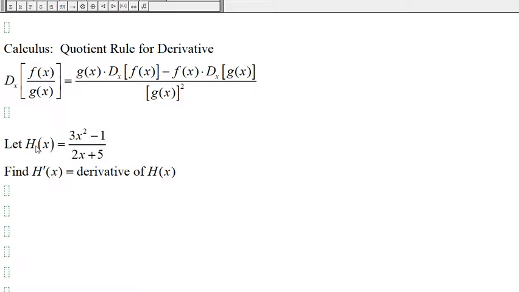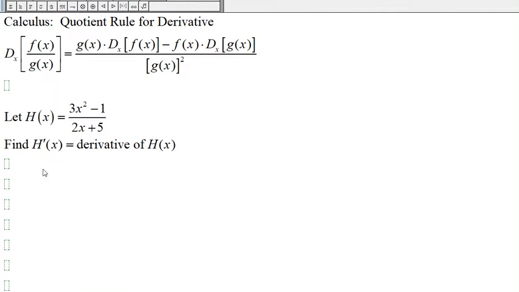Here we have the function h of x is 3x squared minus 1 divided by 2x plus 5. And we want to use the quotient rule to find the derivative of h of x. And so the derivative is going to be g of x. So the top is f of x, the bottom is g of x.